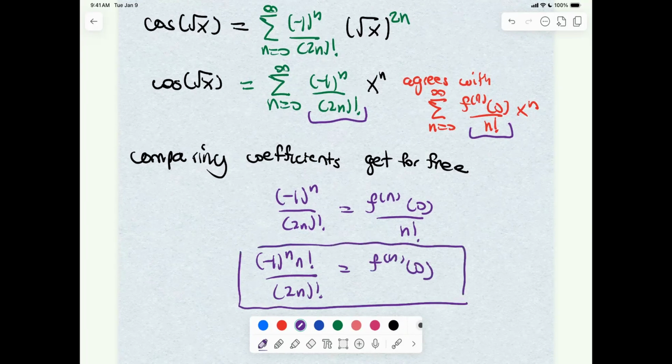Which is way faster, actually, a way to find the formula for the nth derivative of the function, if for whatever reason you wanted it. You know what I mean?